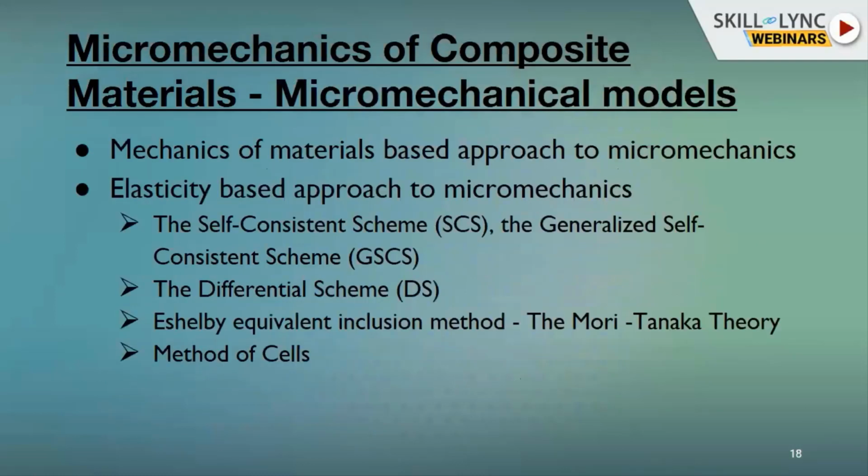So with this basic difference in analyzing composites at various scales, now let us see what are the various approaches that are used in micromechanics. The first approach is based on mechanics of materials. I hope most of you are aware of strength of materials that you might have studied in your bachelor's. These methods are based on the mechanics of materials approach that is used to define the micromechanical properties of the system. The second approach is an elasticity based approach.